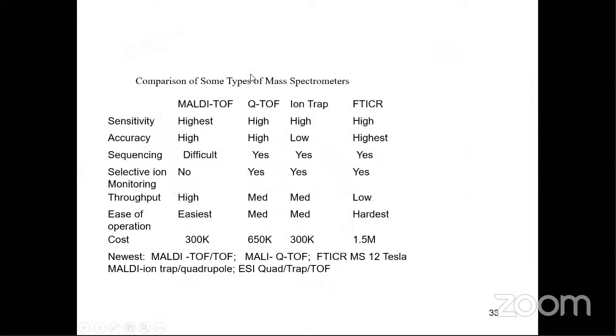So this is a comparison of MALDI-TOF, QTOF, ion trap, and so on. Sensitivity: MALDI-TOF is very, very good. Ion trap is also good. Accuracy, sequencing: ion trap is good. MALDI is not very good. Selective ion monitoring: ion trap is good. Throughput, that means if I want to run many, many samples, it's very high with MALDI. Ease of operation, again, MALDI is easy. Cost: this gives you an approximate cost number. So depending upon the requirement, one chooses the instrument, the throughput, the sensitivity, and the presence of impurities, inorganic material, and so on.